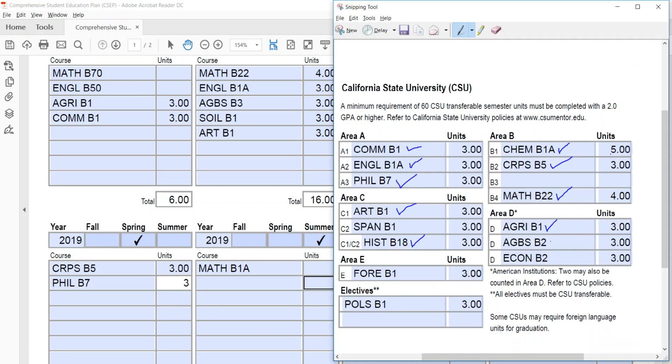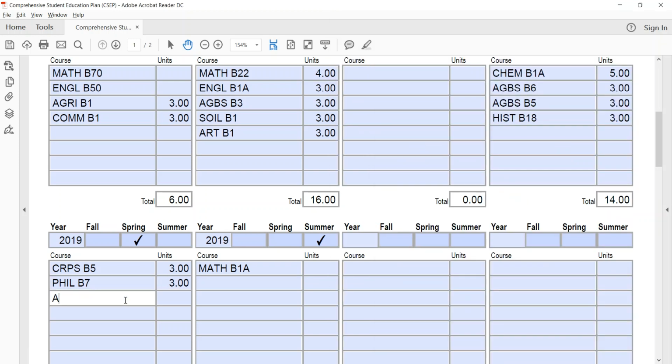Coming back, oh, we got to take this one. This one's kind of a harder class. Let's get that Agricultural Economics class in there. So we'll get that in.